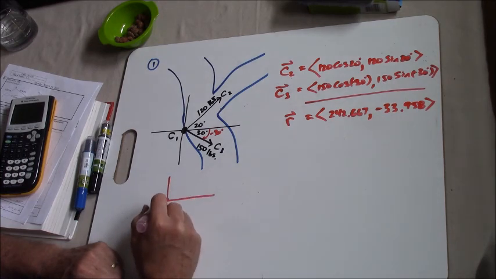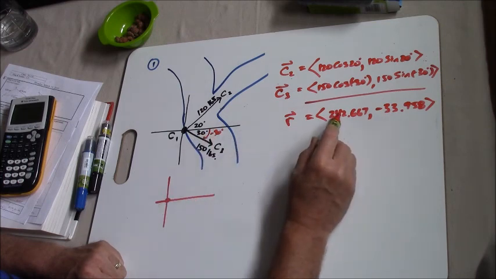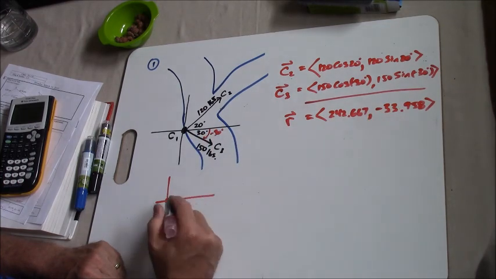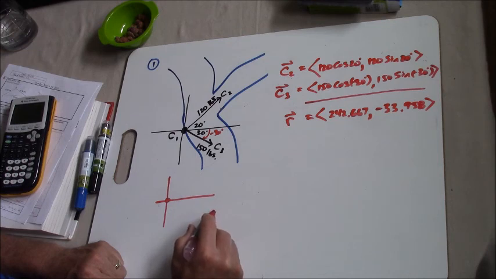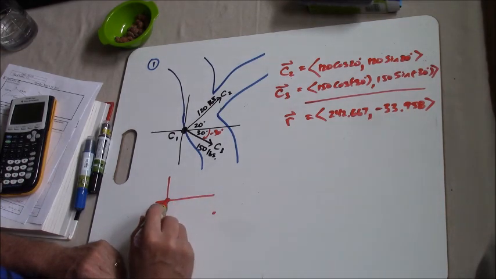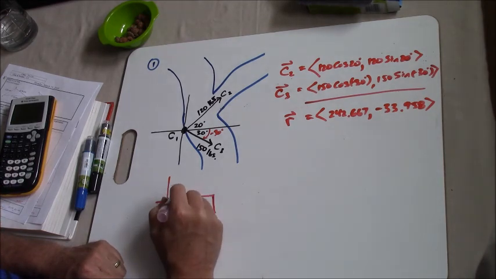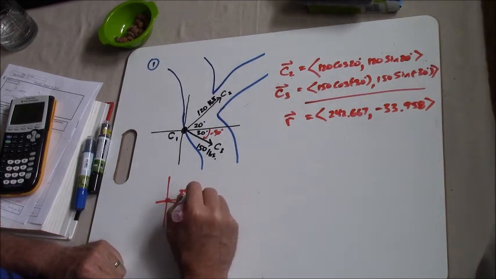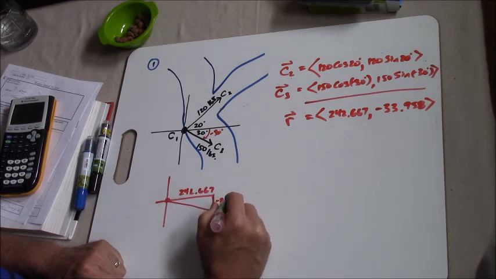Here's car number 1 at the origin, right? It's getting pulled towards this point right here. So I'm going to go out 142.667 units, down just a little bit to negative 33.958. This is 242.667. This is negative 33.958.